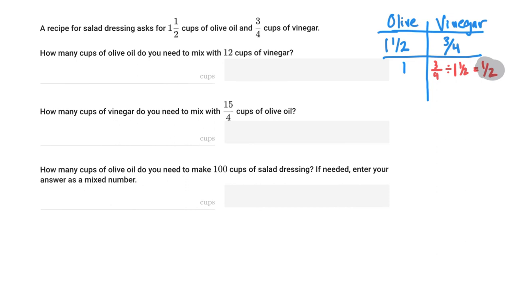Okay, I'm going to use this table now and my constant of proportionality to answer the next questions. It says, how many cups of olive oil do I need to mix with 12 cups of vinegar? Well, we're starting from the right column and we want to find the left. So to go from 12 to this one, we are going to divide. So we're going to go 12 divided by 1/2, which should give us 24.